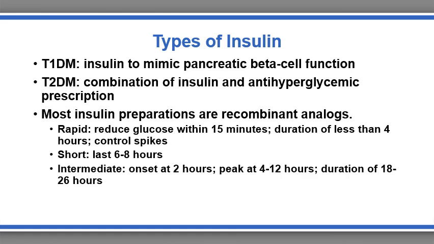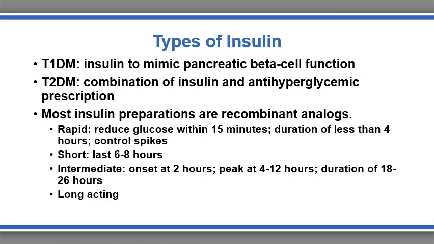Then there's the intermediate. So you get an onset of about 2 hours. It peaks at 4 to 12. It has a duration of 18 to 24 hours. So your intermediate acting insulins, Humulin N, Novolin N, also known as insulin isophane. So this is going to be your intermediate action. Again, this is like a concentrated regular insulin that has that same peak duration.